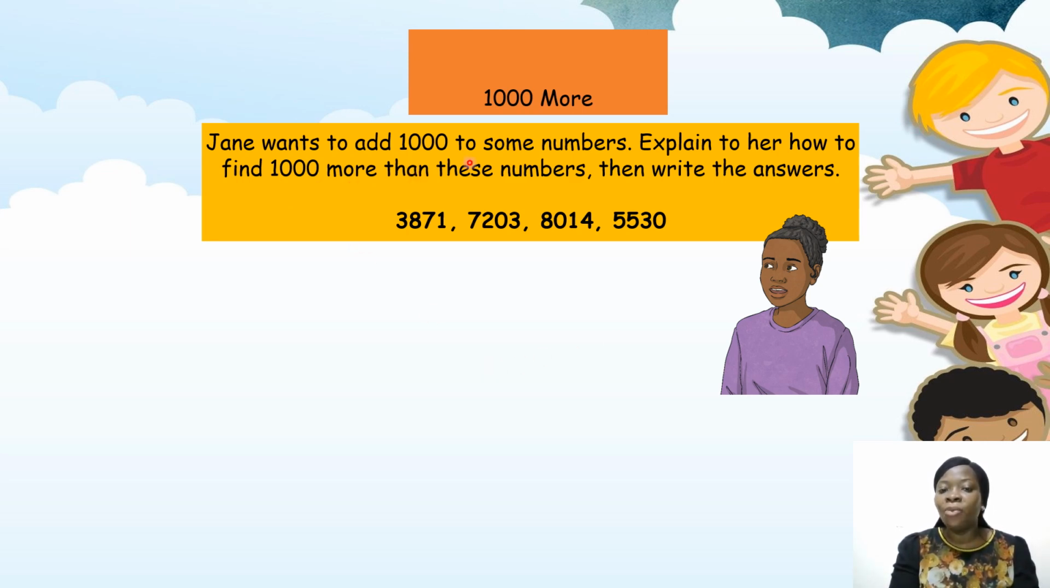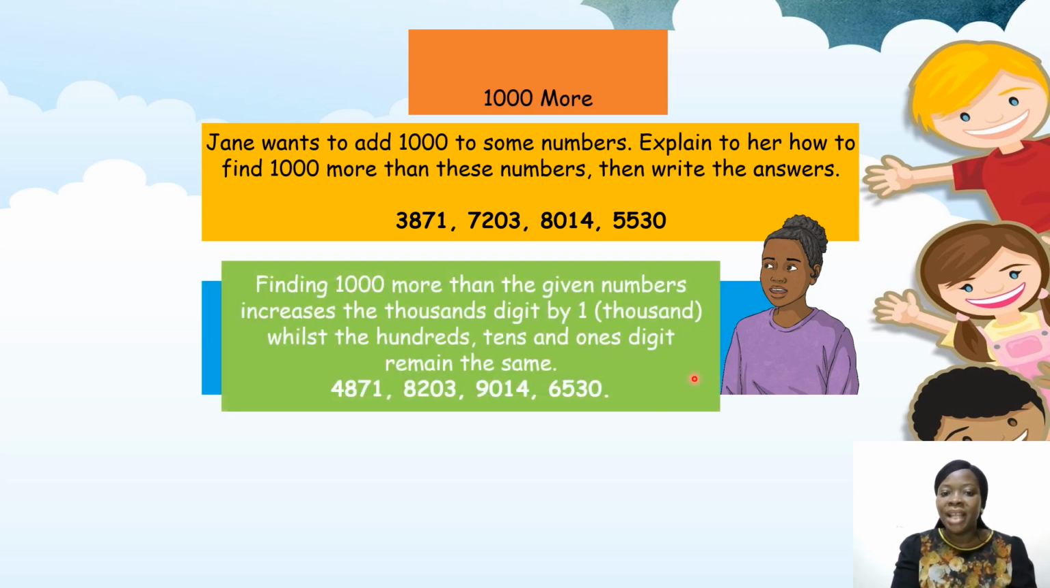Jane wants to add 1,000 to some numbers. Explain to her how to find 1,000 more than these numbers, then write the answers. Pause the video and have a go. I need you to think. If you're finding 1,000 more, what does it mean? It means add 1,000 more to the given number. So how do we do this? What would be the 1,000 more of each of these numbers? Pause the video and have a go.